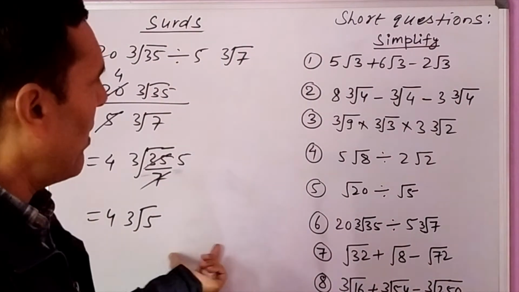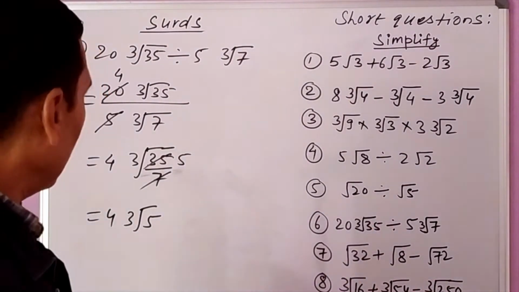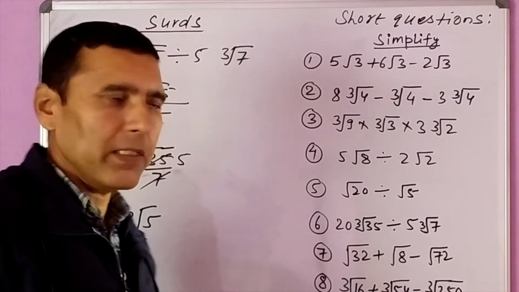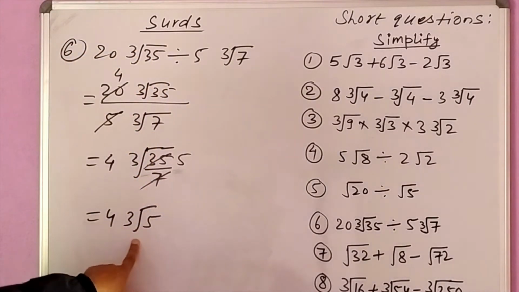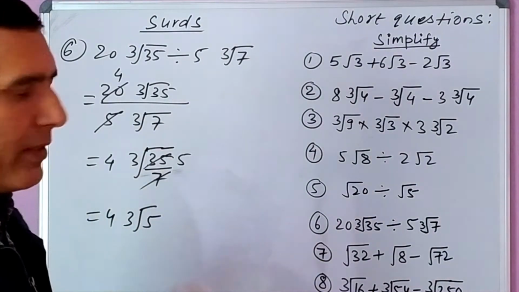It is the simplest form of this surd, because according to the question we have to simplify the given surds. And this is the simplest form of this surd. We cannot simplify it further. So this should be the answer.